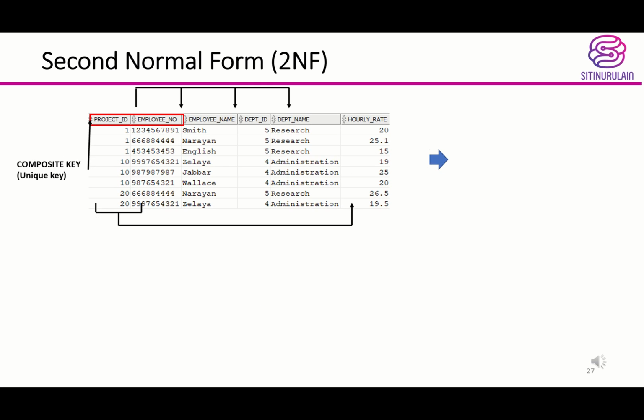The slide shows that project_ID and employee number is the composite key of the table, however there are attributes that only depend on the employee number column, which is part of the key. The same goes for the hourly_rate, which also only depends on project_ID. We call this situation partial dependency. Therefore, table decomposition is required as shown in the slide.